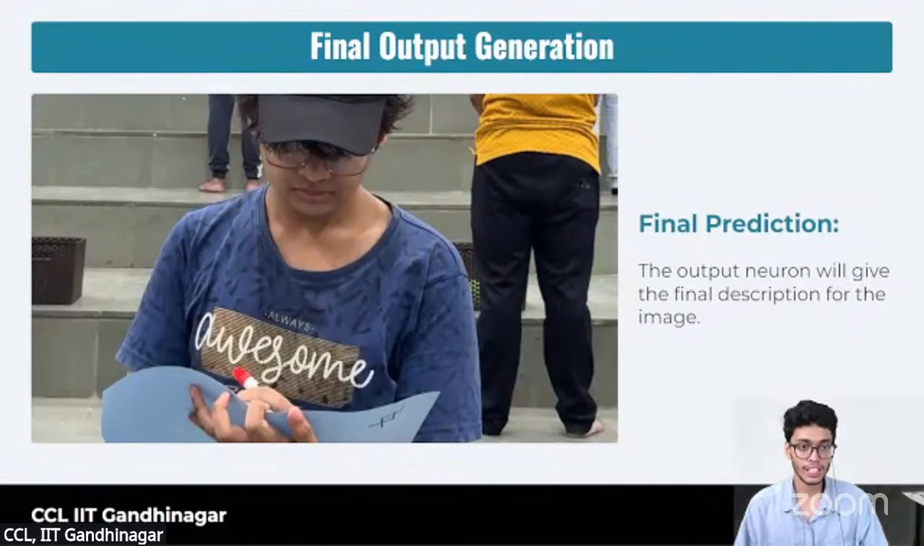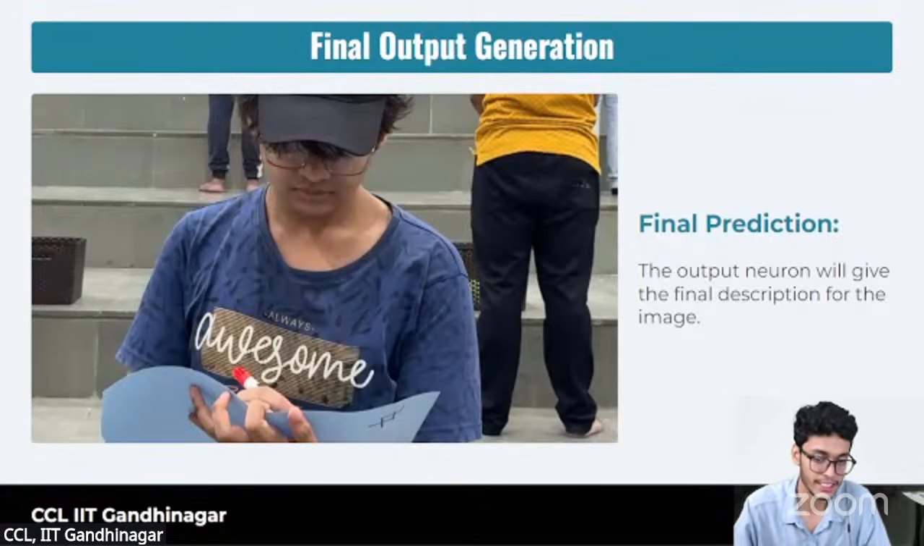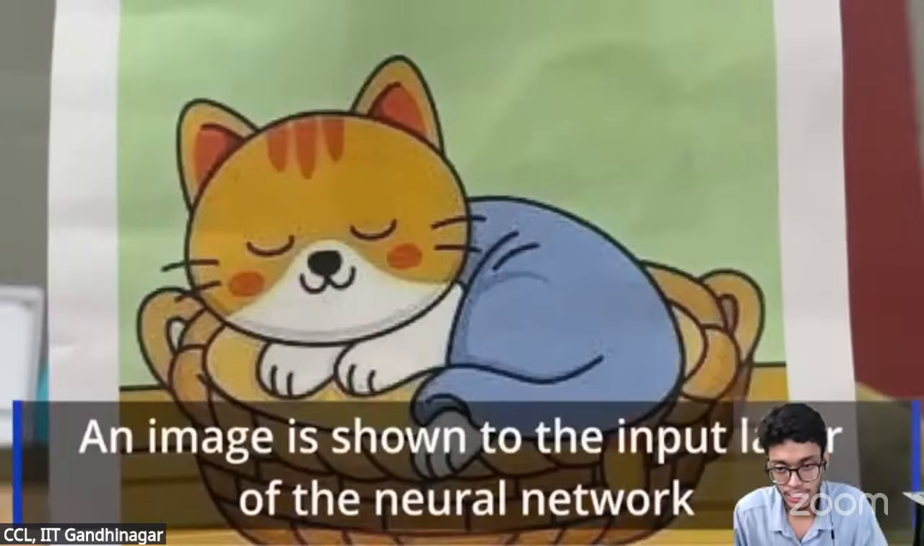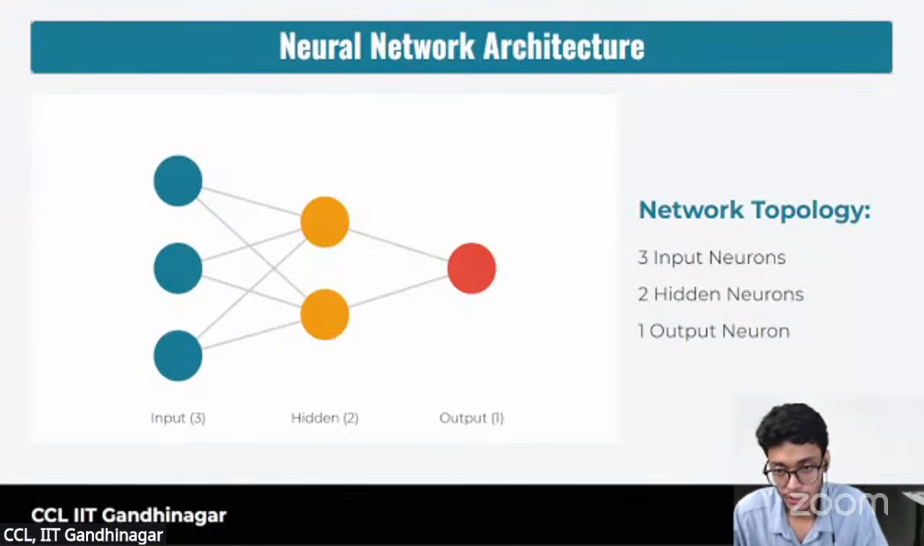Then the output layer will make the final prediction, the final text description, that it made: a cat sleeping in the basket. That is more or less what the image was showing, right? So now moving forward, this was the network, this is the network topology. In neural network form, we had these three input layers, then two hidden layers, and one output layer. Each hidden layer had these two lines, which describe that each hidden layer gets three inputs from all the input neurons.